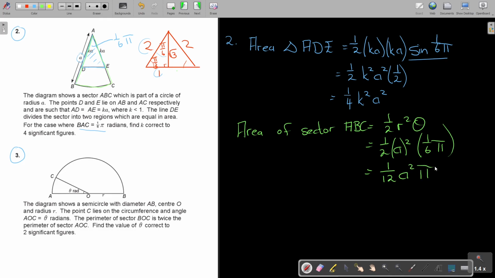Okay, but now comes the key. They said the line DE divides the sector into 2 regions. It divides the sector into 2 regions which are equal in area. So you can say area ADE is equal to this area here, because that line divides it into two equal parts. So that is equal to area DBCE.